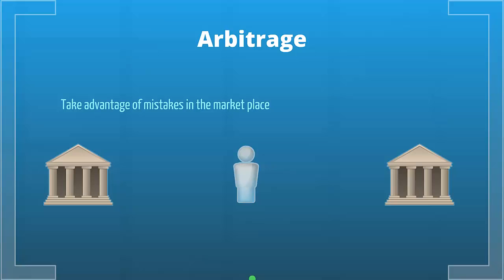When prices of a particular stock are different in 2 markets, the arbitrator buys the shares at a lower price in one market and sells them at a higher price in the other market. And since these types of price mismatches don't last long, these techniques are primarily used by day traders. Next, we have momentum trading.